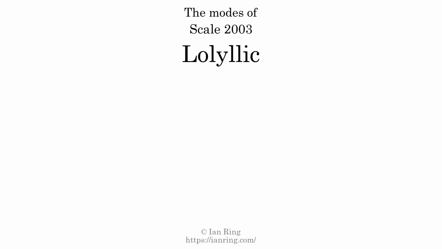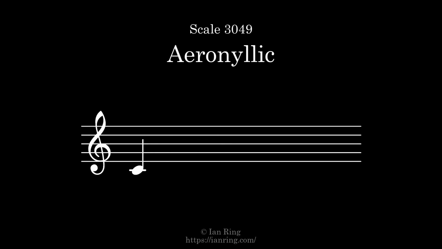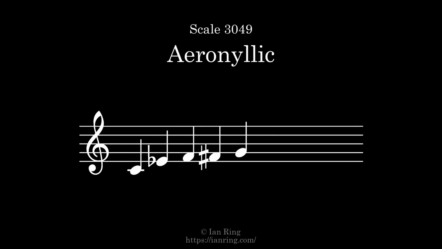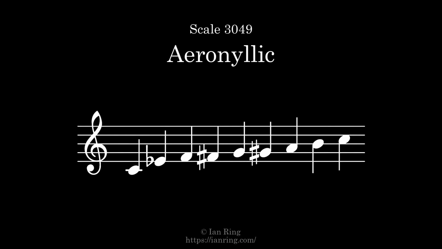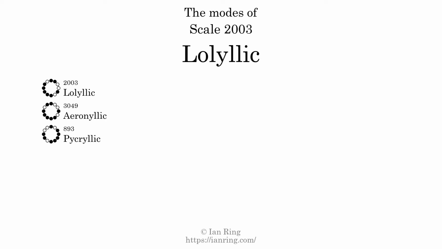This scale has 8 modes. The first mode is itself. The second mode is Scale 3049, also known as Lolyllic. It sounds like this. The third mode is Scale 893, also known as Lolyllic. It sounds like this.